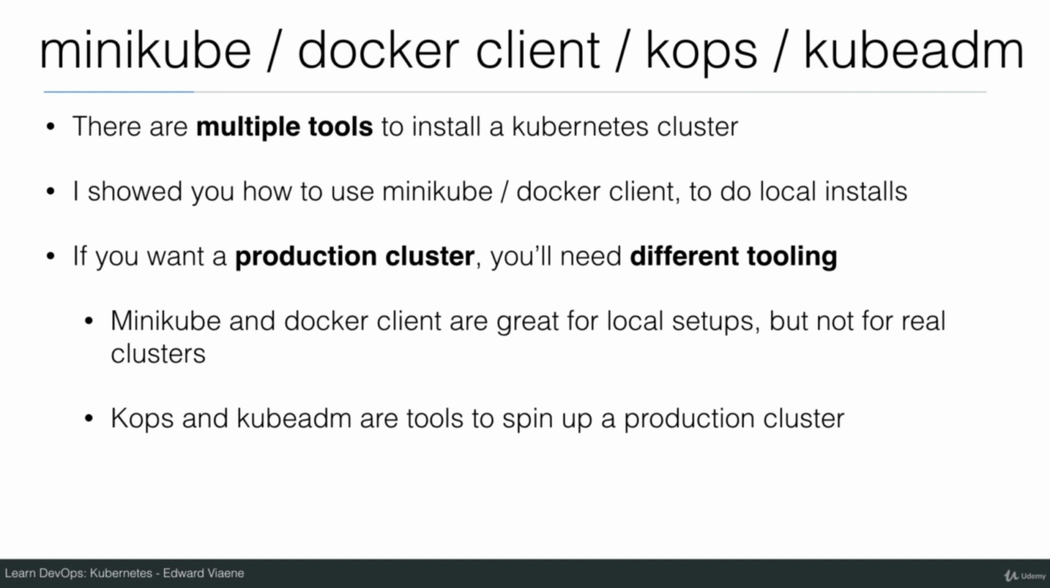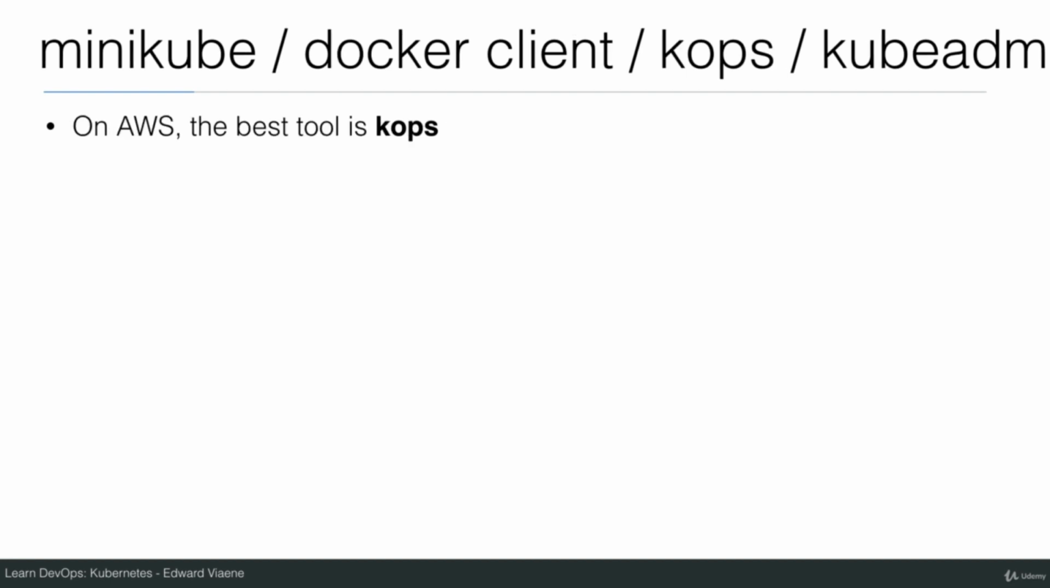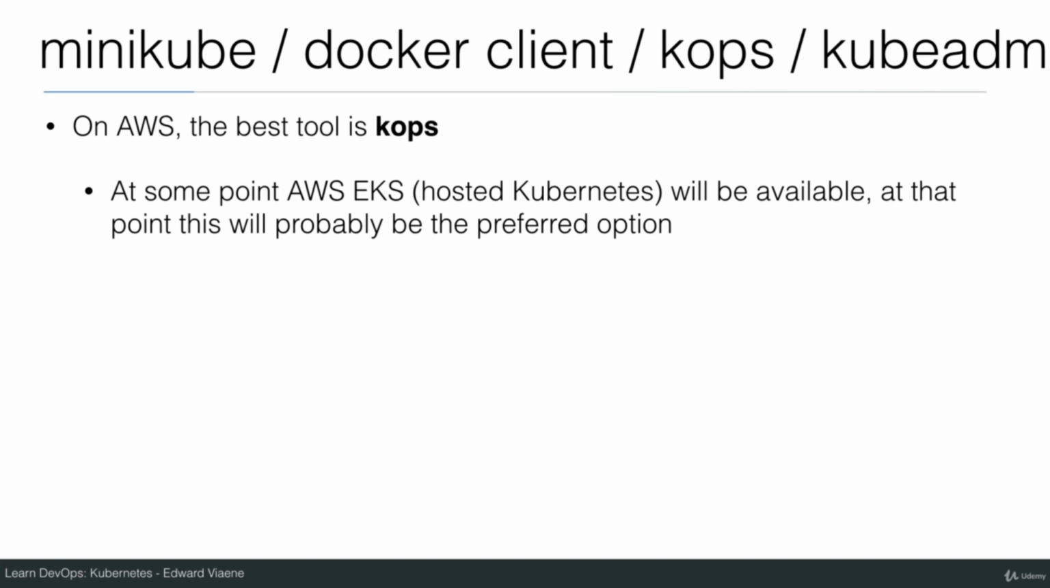Kops and Kubeadm are tools to spin up a production cluster. You don't need both tools, just one of them. On AWS, the best tool is Kops. At some point, AWS EKS, the hosted Kubernetes, will also be available. At that point, this will probably be the preferred option. With a hosted solution, you don't need to maintain the masters. With Kops, you own all the infrastructure, so you also need to maintain the masters.